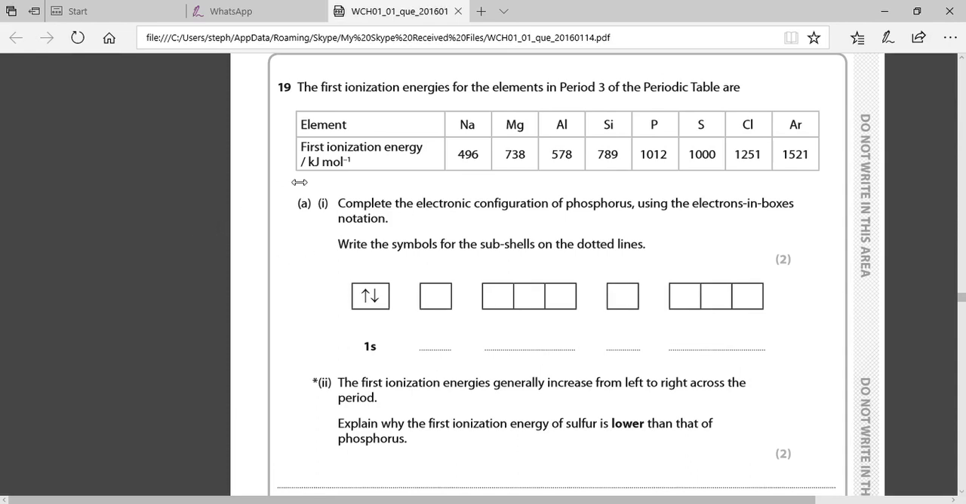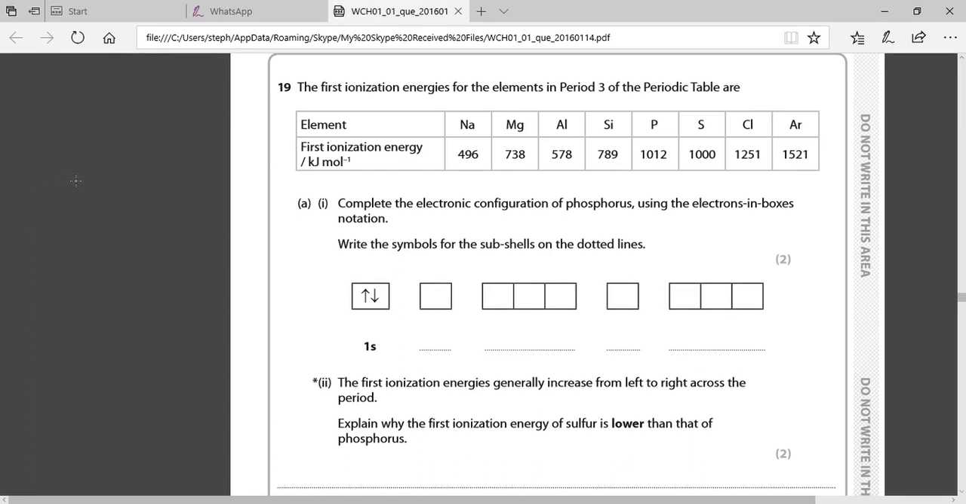They are saying that the first ionization energy of the elements of period 3 of the periodic table is given. Complete the electronic configuration of phosphorus. Suppose there is a periodic table in front of you. Can you tell me what the atomic number of phosphorus is? I think 15. Yes, that's right, phosphorus is 15.